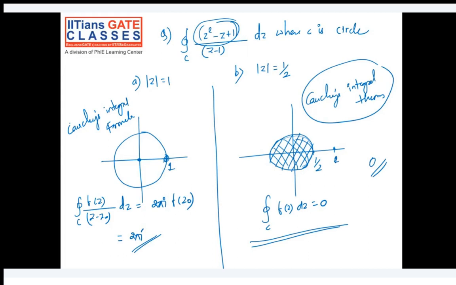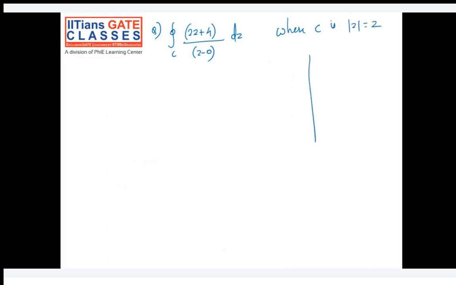Maybe we will solve one more question here. Integration over closed curve C of 2z plus 4 divided by z minus 0 dz, where C is mod of z equal to 2. Mod of z equal to 2 is nothing but the equation of a circle with center at origin and radius 2. And what is the singularity here?